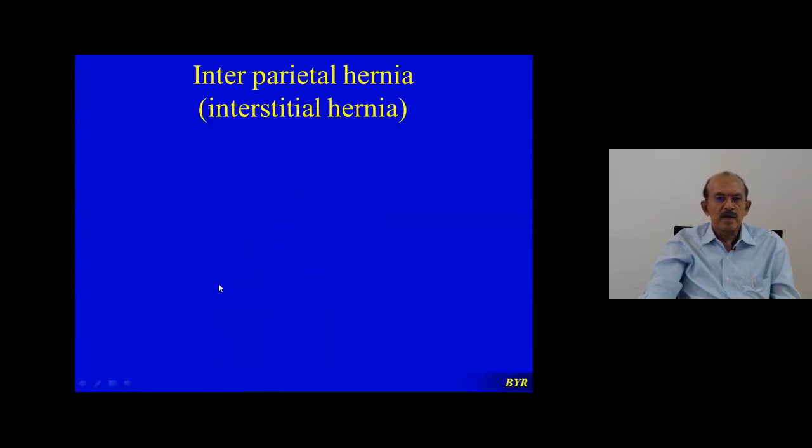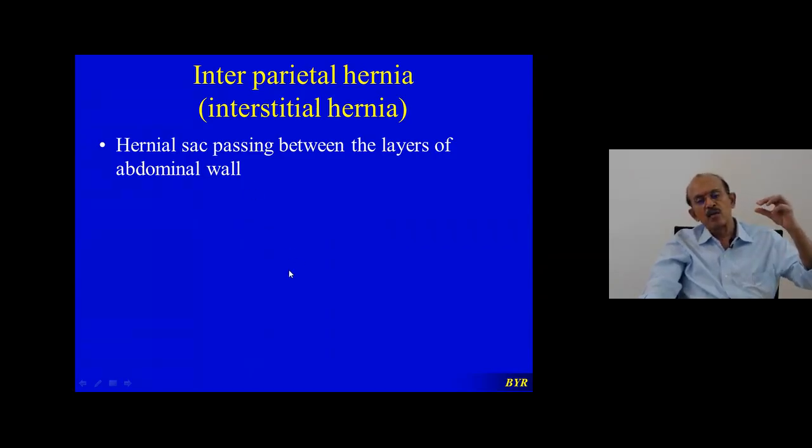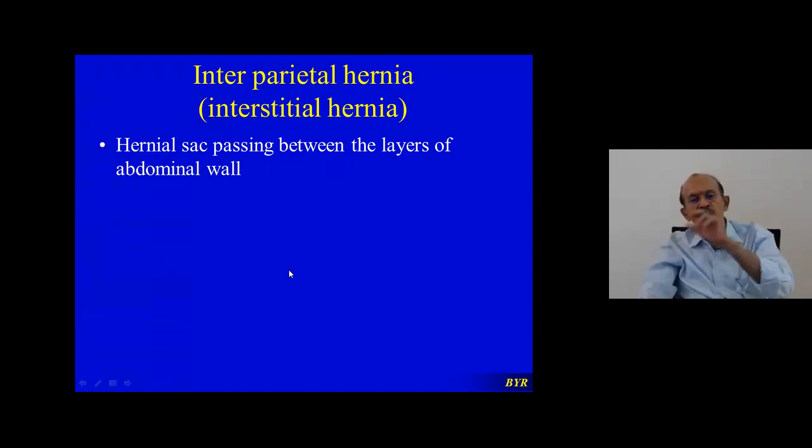Then rare hernias: interparietal hernia, interstitial hernia. Here the hernial sac passes between the layers of the abdominal wall. That means that an inguinal hernia is there. Normally, it will come out through the internal ring, pass through the inguinal canal, exit through the external ring, and enter the scrotum.